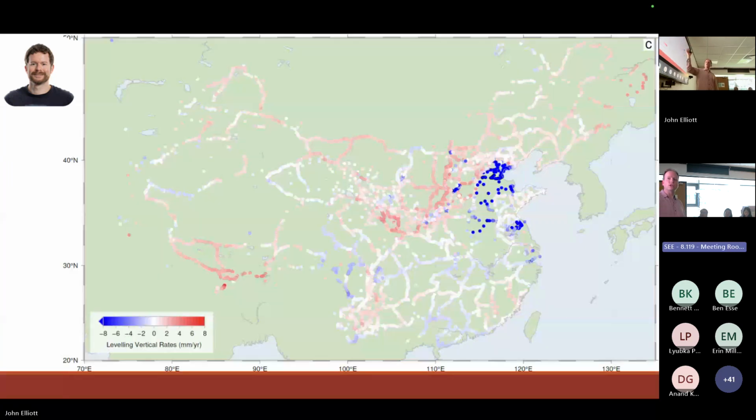As I said, there were also leveling measurements, but these are largely constrained to China. They give quite important constraints on the vertical rates here. You can see the large subsidence rate, which I'll end on, around Beijing.